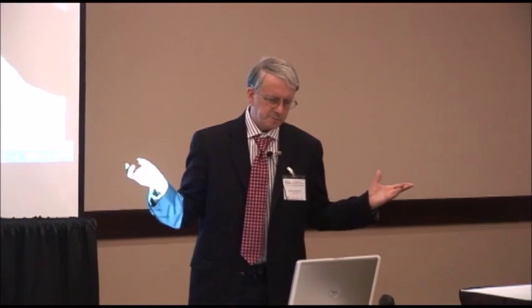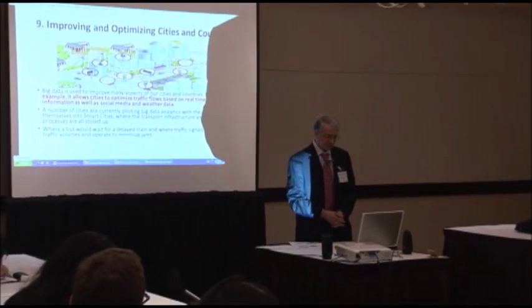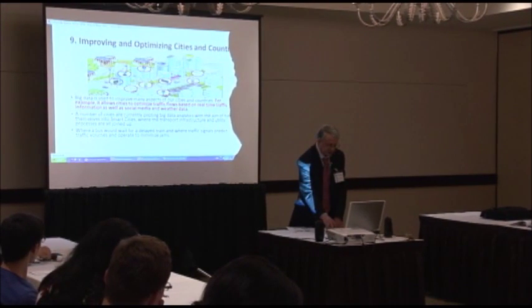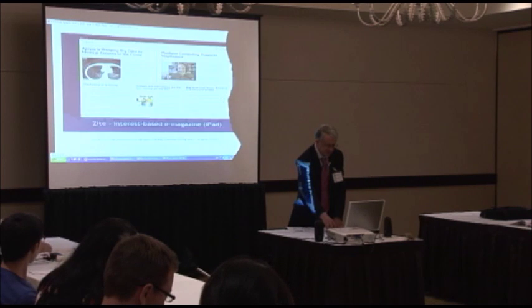Improving and optimizing cities and countries. One of our keynote speakers talked about this this afternoon. Big data is used to improve many aspects of our cities and countries. For example, it allows cities to optimize traffic flows based on real-time traffic information, as well as social media and weather data. Financial trading: we have big data algorithms used to make trading decisions.